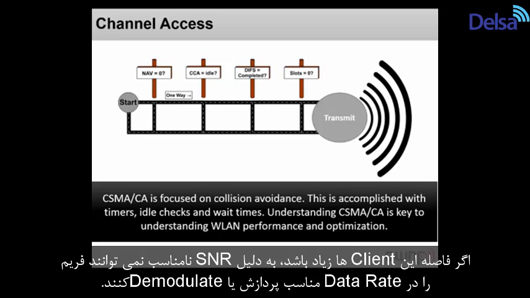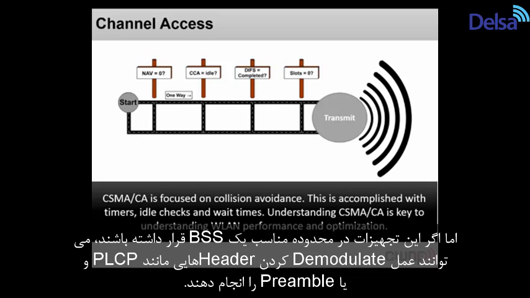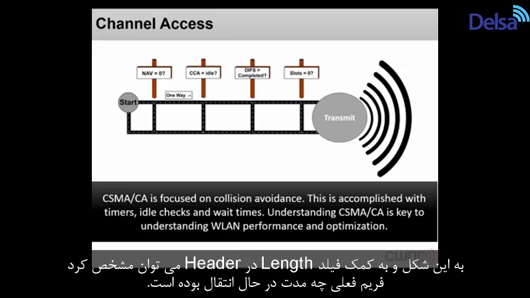They cannot therefore demodulate, but if they're in the area of the BSS such that they can participate in it, then it should mean that they can demodulate the PHY layer headers. So the PLCP header and the PHY preamble should be able to be demodulated. That's going to tell them how long the current frame is that's actually being transmitted. And that's because there is a length value in that PHY header.